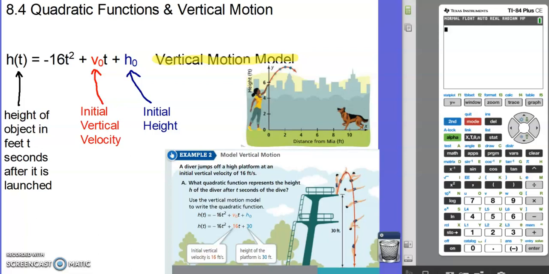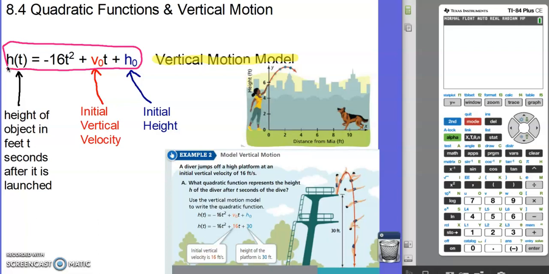This is 8.4, quadratic functions and vertical motion. You may want to pause and get a chance to take notes on this, but we have an equation that you need to follow. This is the model that you're going to be following right here, and so this is the vertical motion model.